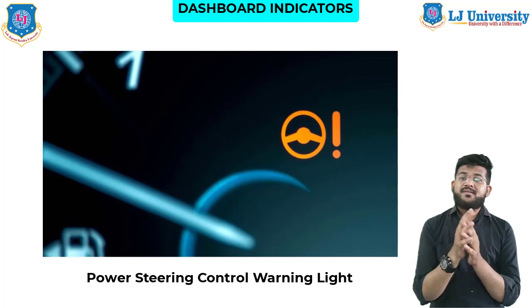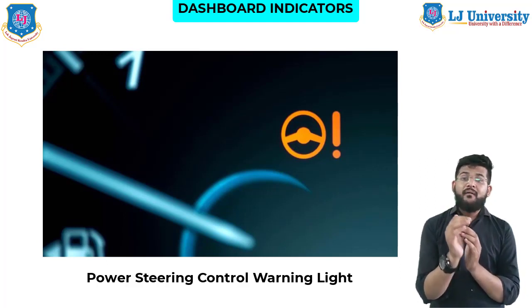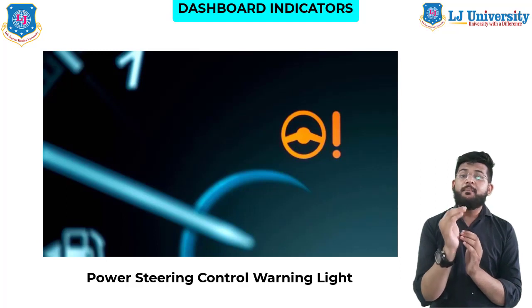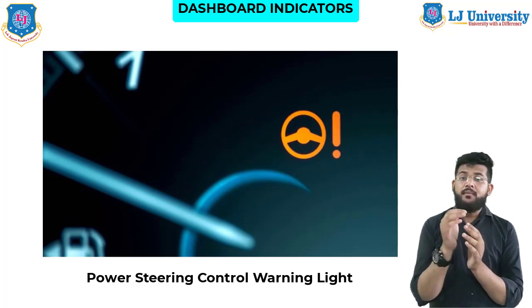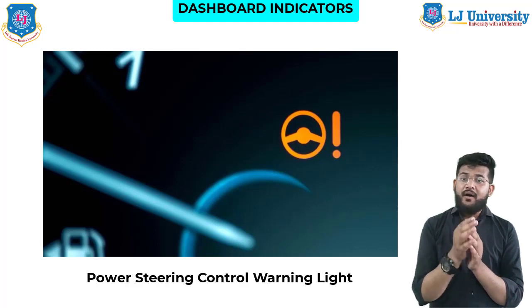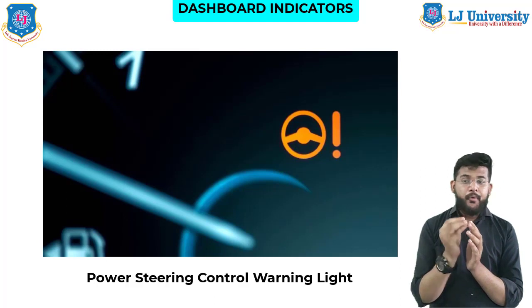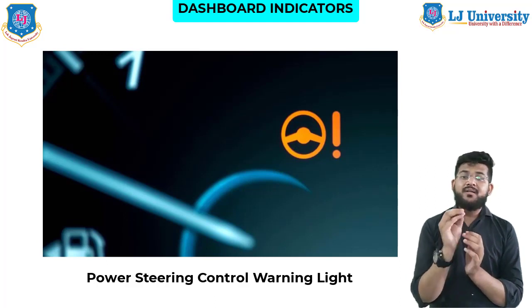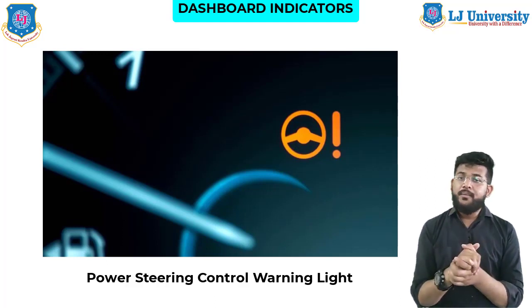Next is the power steering control warning light. So what does the power steering control warning light mean? Now, cars with electric power steering have this warning light. This simply means that there is some problem with your power steering system. So what can these problems be? You cannot handle the steering in a proper manner.